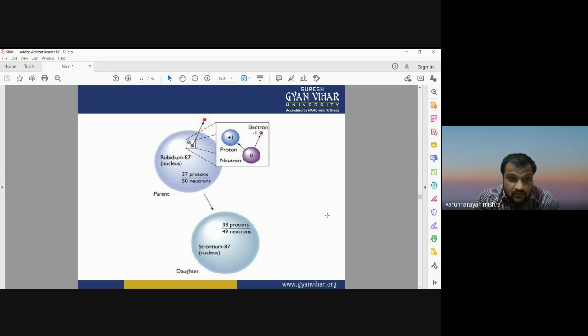So initially it had the name rubidium, but by the conversion its isotope is known with a new name, strontium. Both have the same atomic mass, that is the total of the protons and neutrons, but in the nucleus the numbers are changed. Protons are increased and neutrons are decreased, so it is a new type of element, an isotope, or you can call it a daughter element.